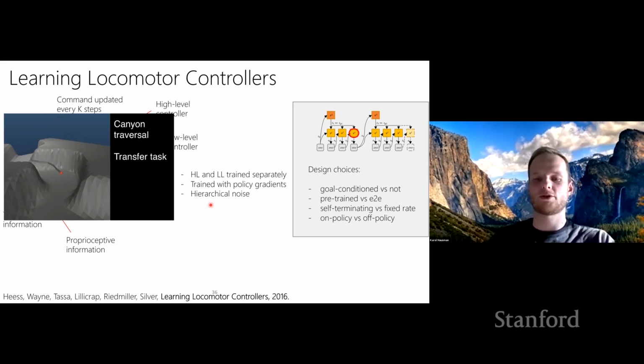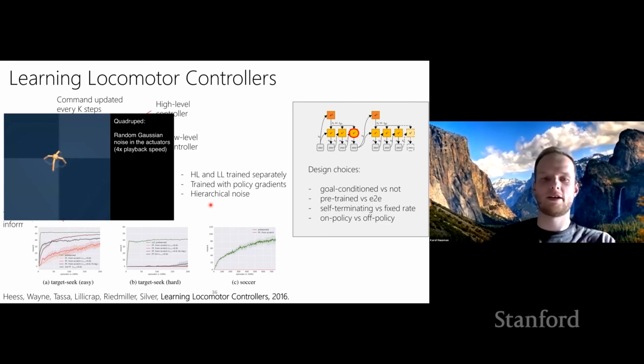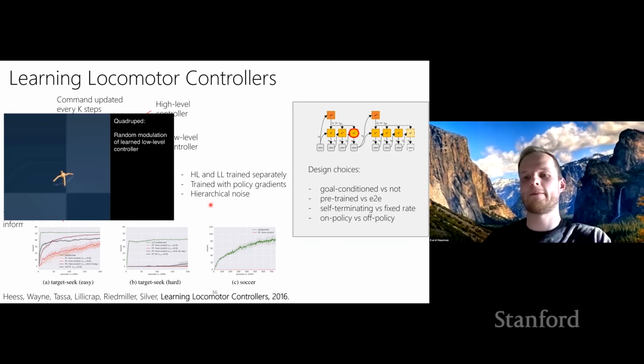And then they show some results showing how important it is to pre-train the low-level policies, and they show how much better this algorithm is compared to the baselines.